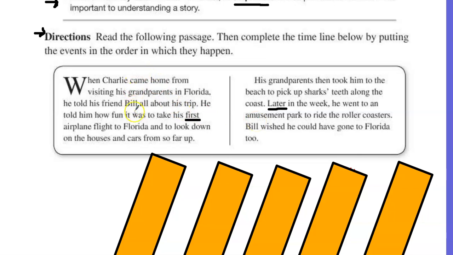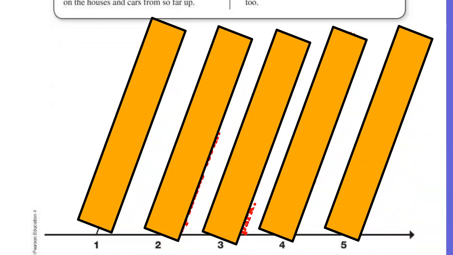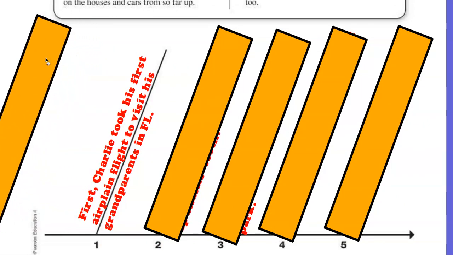This story is not written in sequence because the story is telling Charlie, who is telling Bill about his trip from Florida. So the very first thing that Charlie actually did, following my clue word first, was took his first airplane flight to visit his grandparents in Florida. Once he gets there, he has a list of events that happen in sequence.